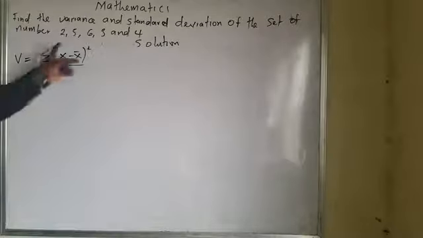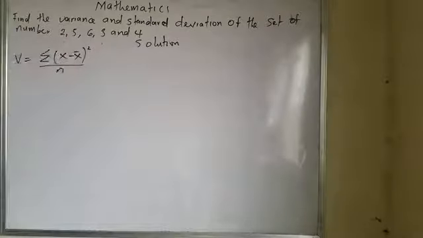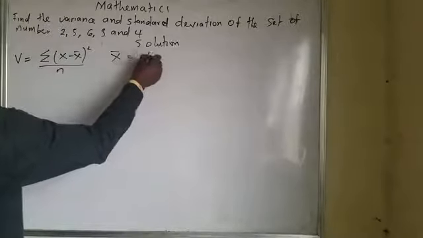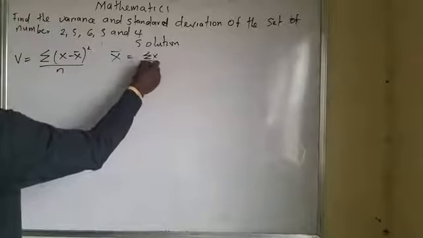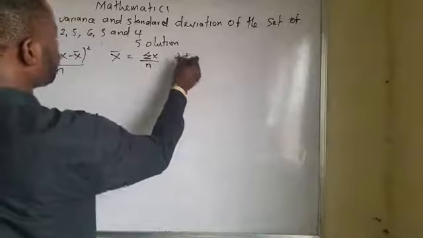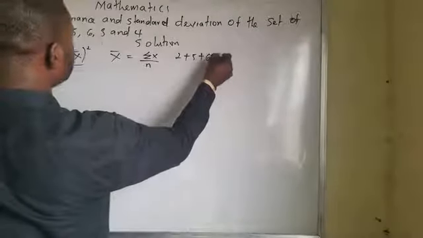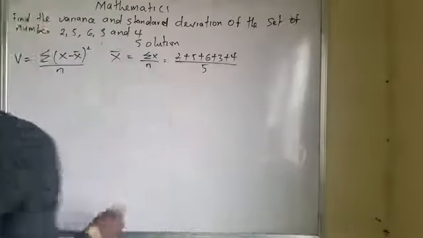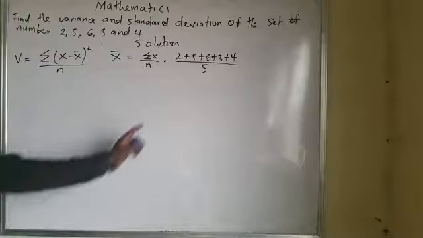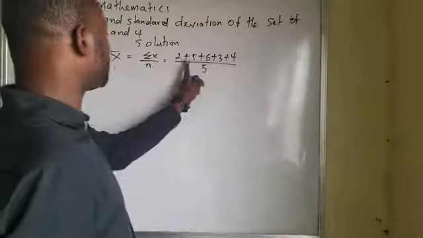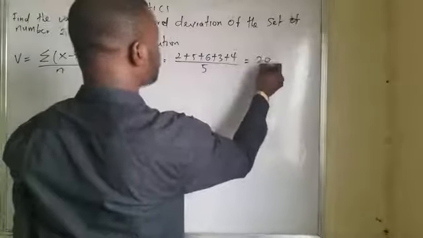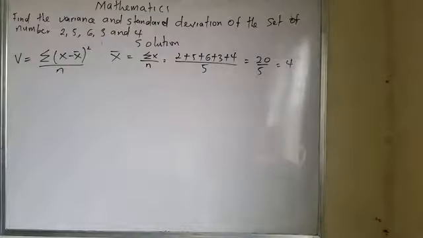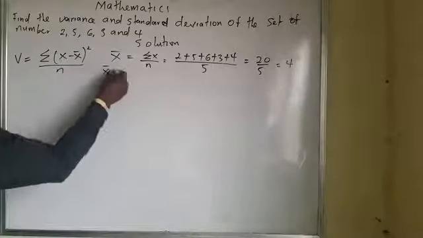Now, don't forget that this is ungrouped data. It means my x bar, which is my mean, will be summation of x divided by N, which is 2 plus 5 plus 6 plus 3 plus 4, divided by 5, since there are 5 numbers. The sum is 20, so 20 all over 5 equals 4. It means my x bar is 4.